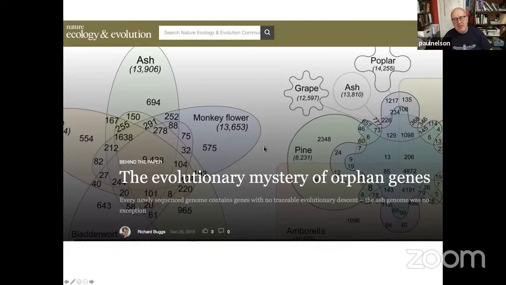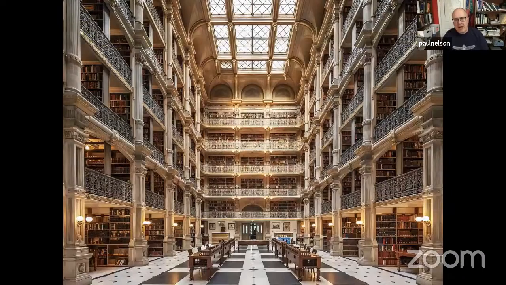Well, when they sequenced the ash, they found that approximately 25% of its protein coding genes were orphans. So Richard wrote up a commentary for Nature, Ecology, and Evolution talking about this, calling it an evolutionary mystery. And he's continued to maintain his interest in this puzzle right up to the present. But let's go back to our library briefly.